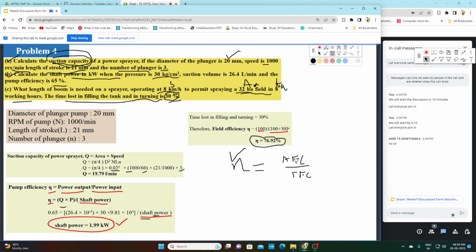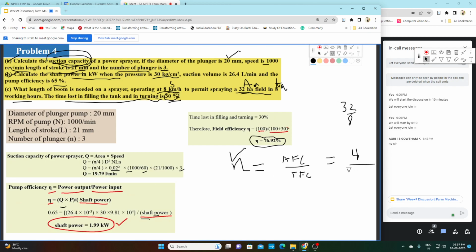So this we know. Now, do we know AFC? Yes, we know AFC. How do we know AFC? AFC is your actual area covered, that is AA, divided by actual time taken, that is TA. So the actual area covered is 32 hectare and 8 hours is given. So your AFC will be 32 divided by 8, that is 4 hectare per hour. So your AFC is also clear.